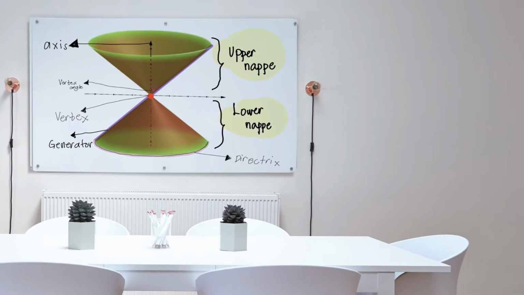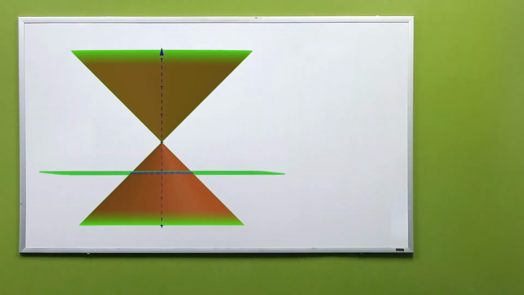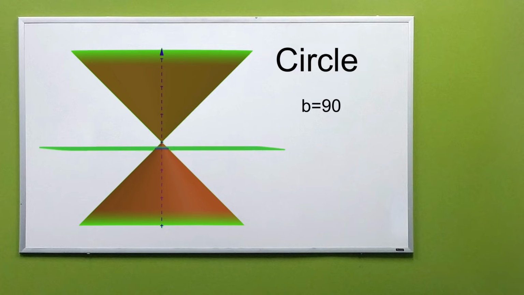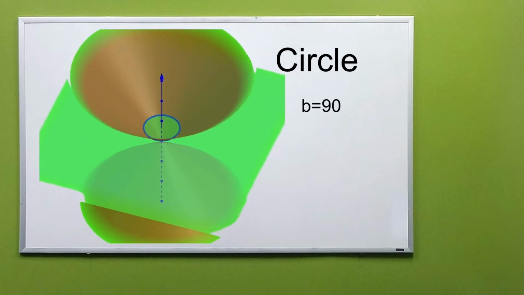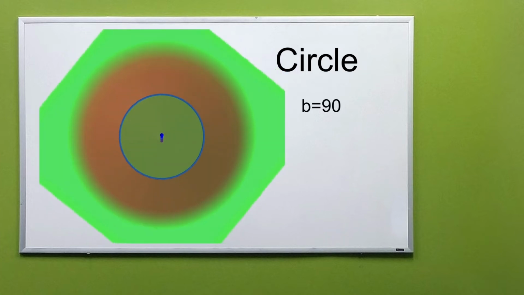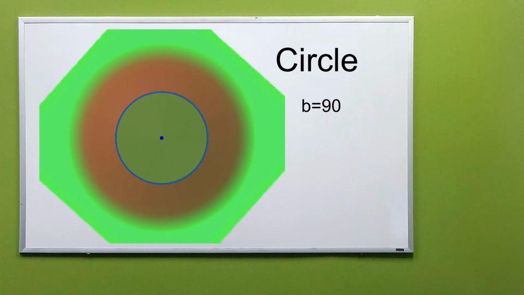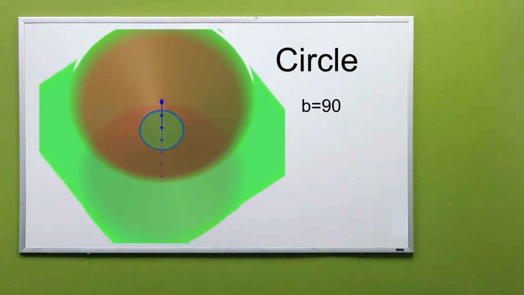Now, let's dive in deeper to our discussion. When the plane intersects with the double right circular cone in such a way that the angle between the axis and the plane is equal to 90 degrees, the section is called a circle.